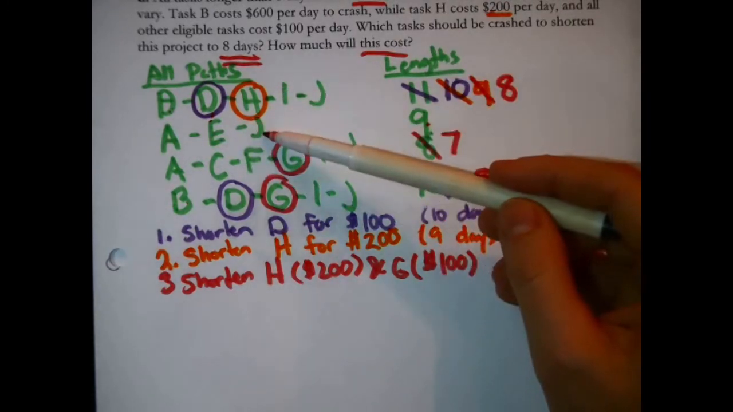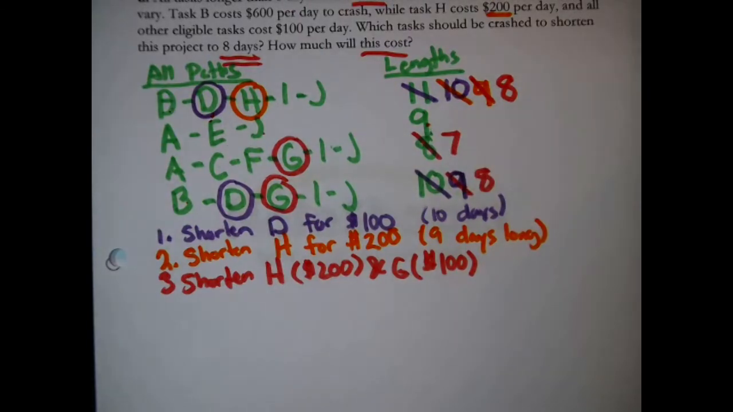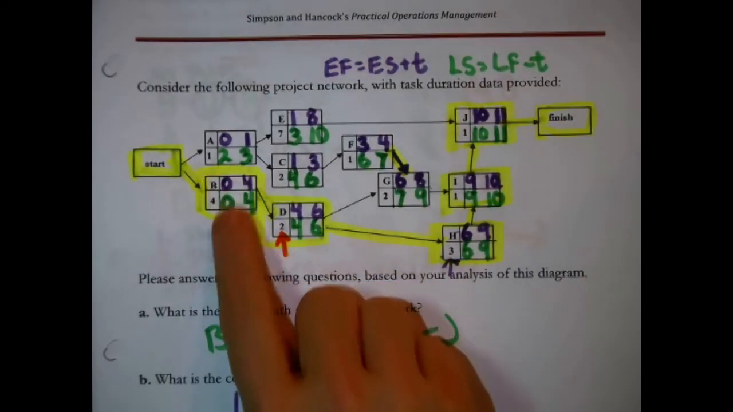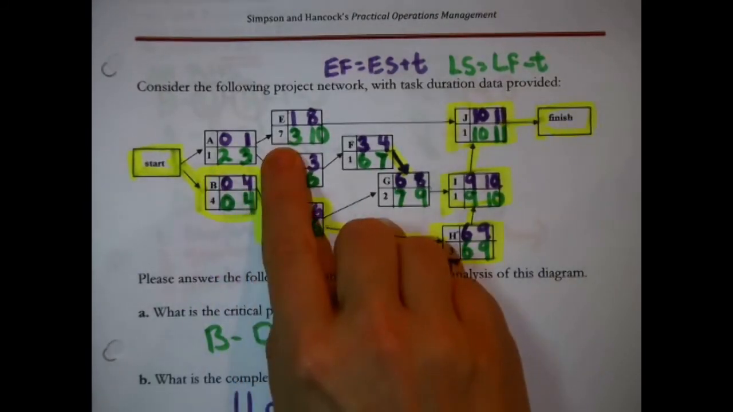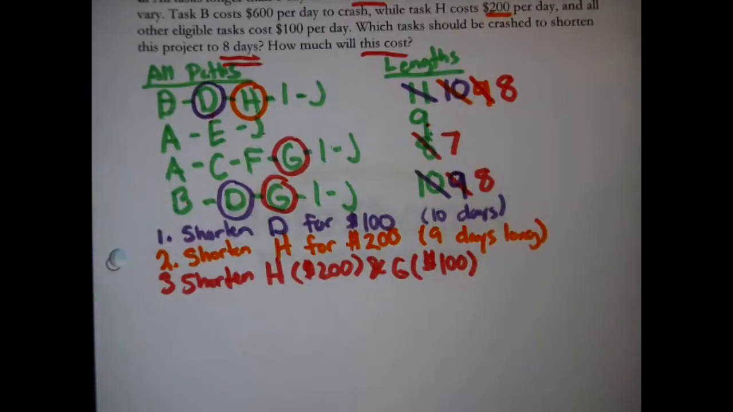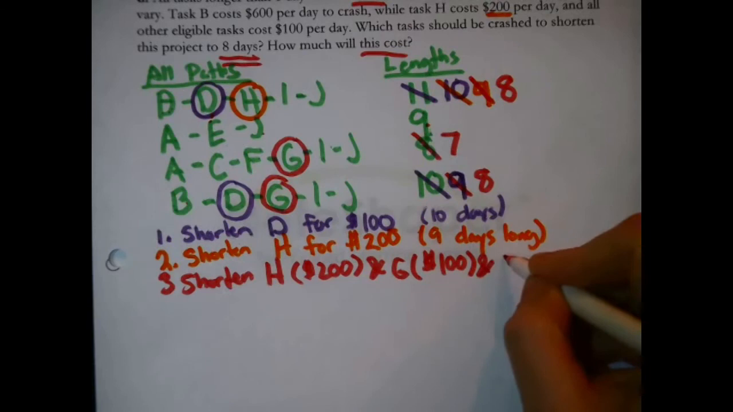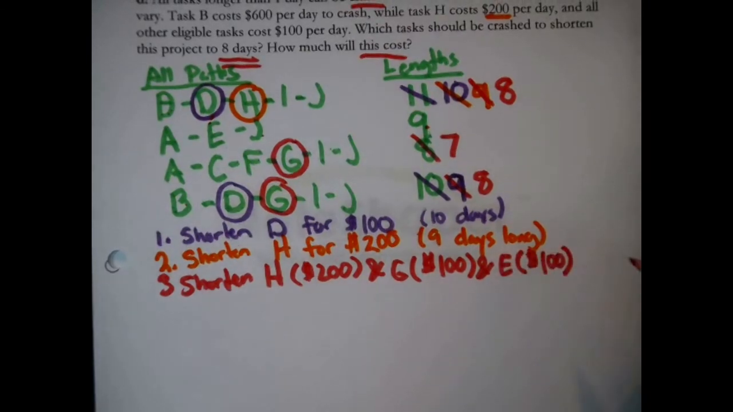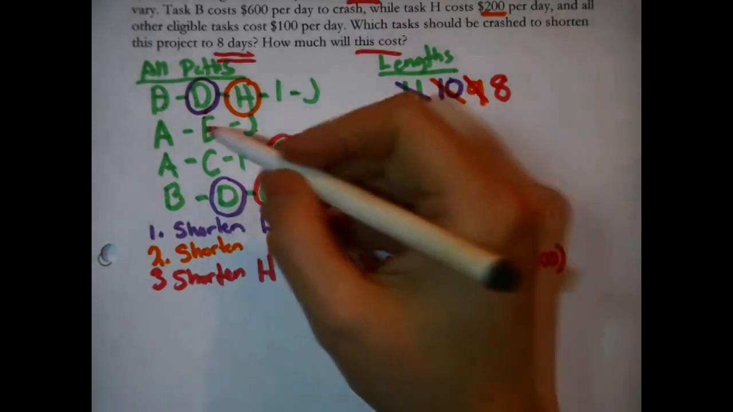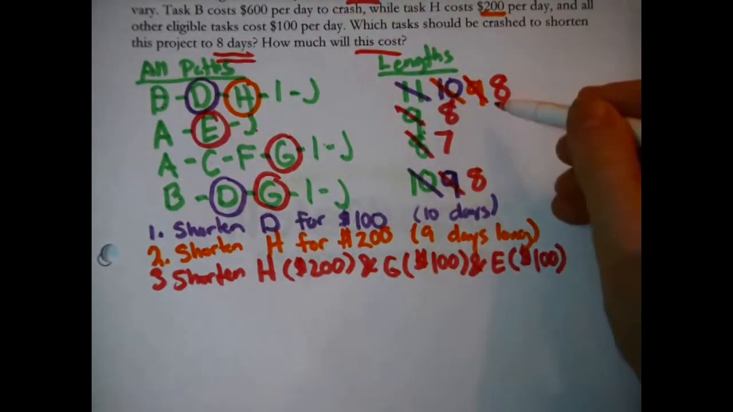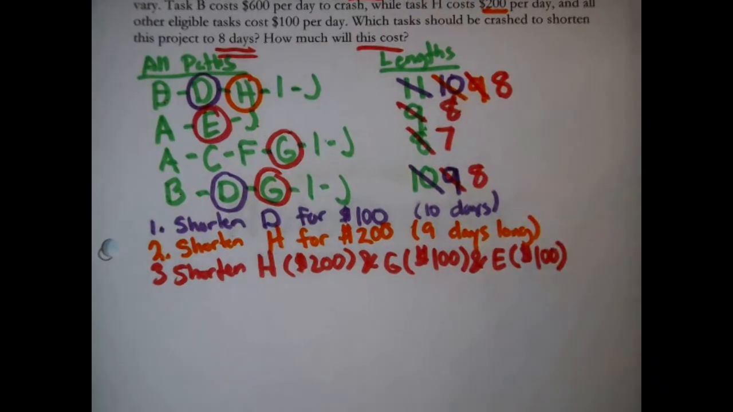J can't be shortened. A can't be shortened because it's 1 day long. I'm hoping that E can be shortened because, oh yeah, E is really long. E, that's our only answer in that case. I'm going to have to sort of add it to the bill, and E. At least it's one of the less expensive ones, $100. Right? Then that one, now 8, 8, 7, 8. Perfect. There's the plan.